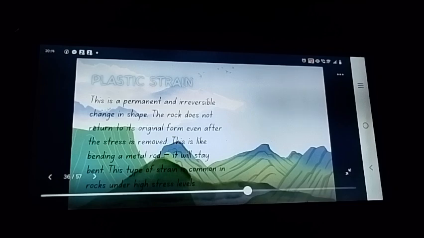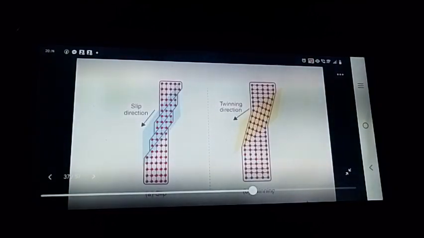Imagine bending a metal rod. It bends and changes shape, but even after you release the pressure, it stays bent. That's plastic strain. It's a permanent and irreversible change in shape. So I have an example here. As you can see, A is the slip direction, and B is the twinning direction.